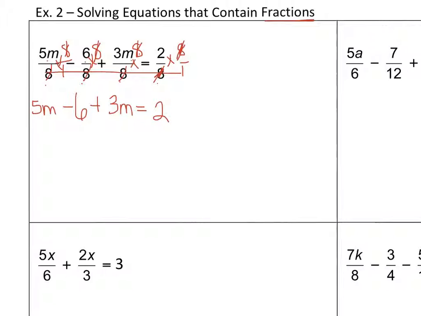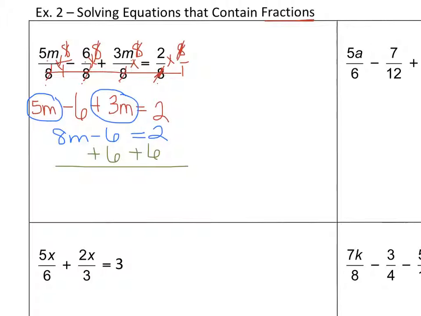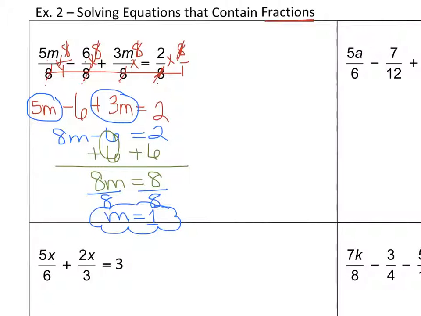I don't have anything to distribute, so I'm going to combine my like terms. 8m minus 6 equals 2. My clues and undos tells me to add 6. That's 0. 8m equals 8. And I divide by 8. Divide by 8. M equals 1. Alright, so we got rid of those fractions pretty easily on that one. So we just had to deal with our numerators.